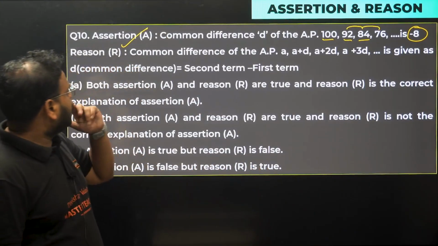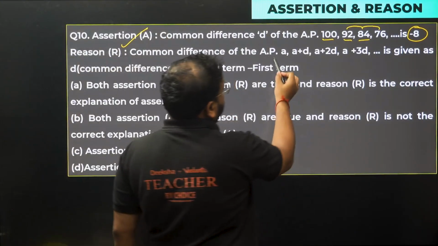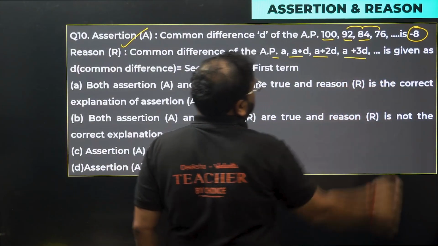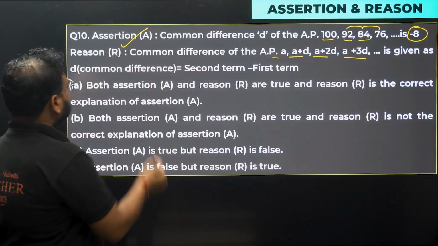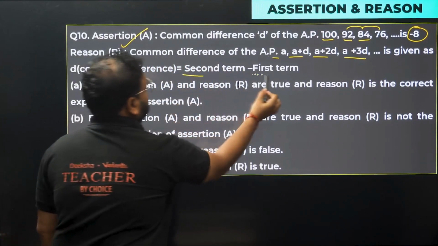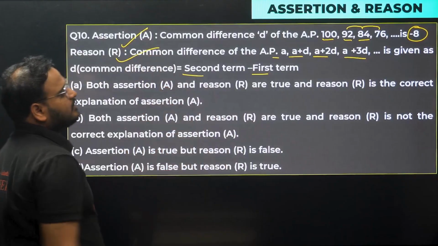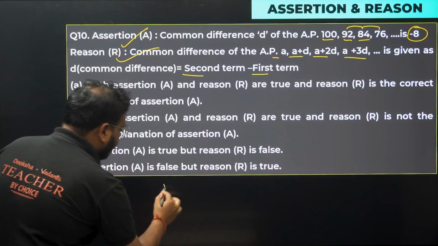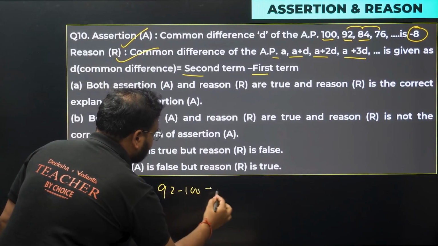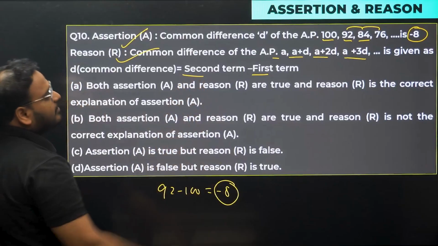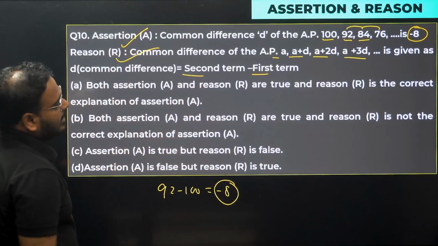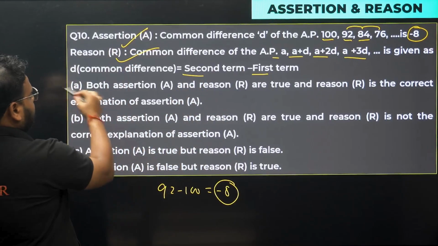Next one. The common difference is given by, okay, we have A plus D, A plus 2D, A plus 3D. The common difference is given by what? Common difference is second term minus the first term. That's also correct. Both of these are right. Please check. 92 minus 100. How much is that? Minus 8. That's what they've given here. Both of them are correct and the reason explains the assertion also. Option A then.